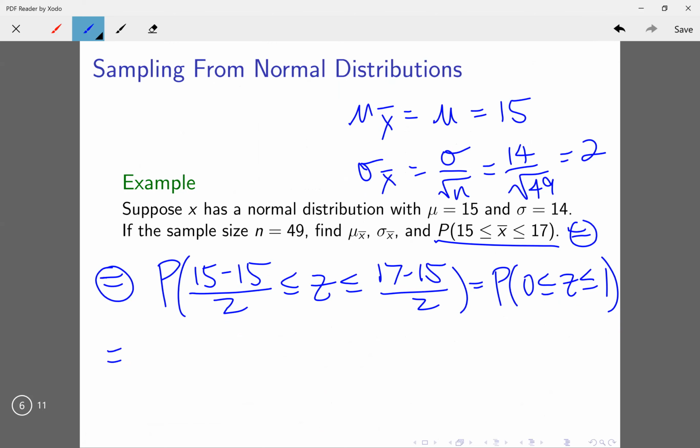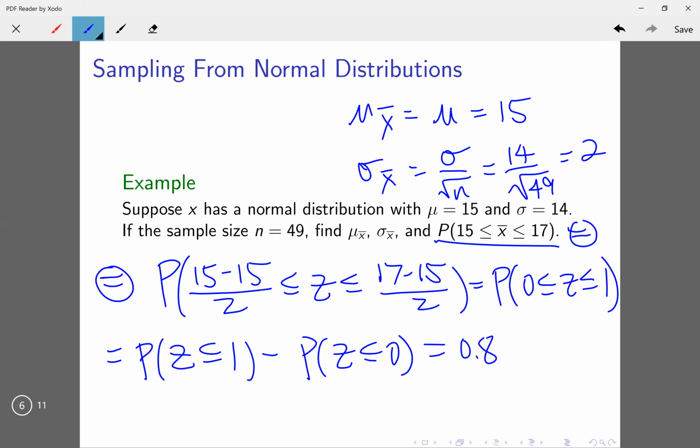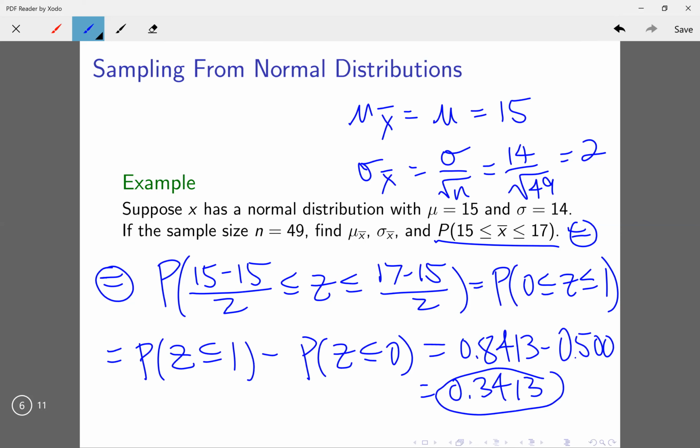And so this is the probability that z is less than or equal to 1 minus the probability that z is less than or equal to 0, which is 0.8413 minus 0.5, which is 0.3413. So that's the probability that my sample mean when I take samples of size 49 is between 15 and 17. All right, so I hope that has made sense so far.